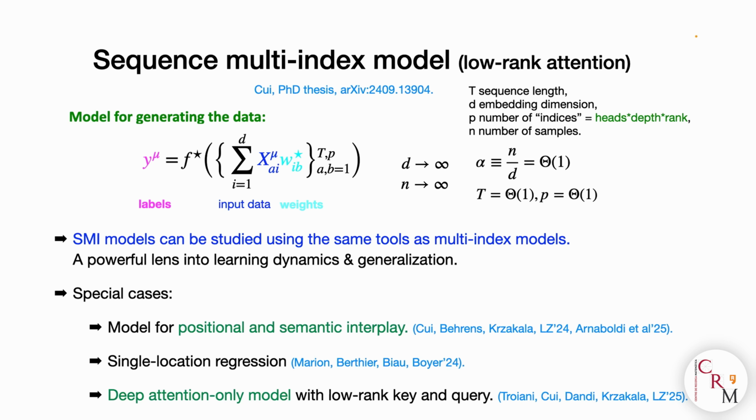So, for those who ever worked with the multi-index model and have in mind some of the techniques, you see immediately that this will not be such a big trouble to add this index there. All the methods will become a bit bulkier, but things will go through. So the sequence multi-index models can be studied using the very same tools as the multi-index models, and as we saw yesterday, the multi-index model is a powerful lens into the learning dynamics and generalization at the same time.